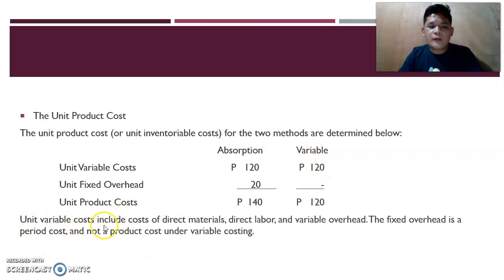So, unit variable cost include cost of direct materials, direct labor, and variable overhead. The fixed overhead is a period cost and not a product cost under variable costing. So, yun lang yung tatandaan nyo dito, class.